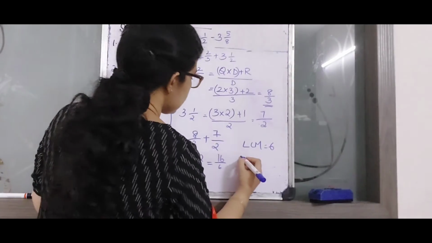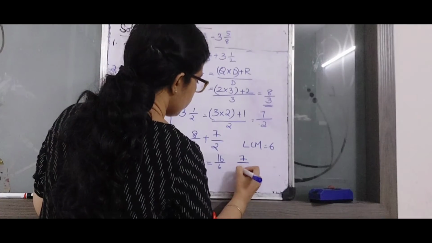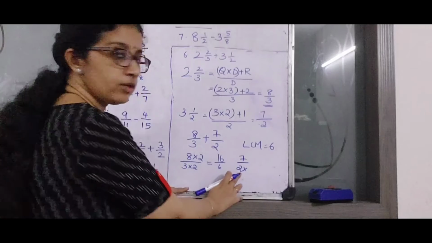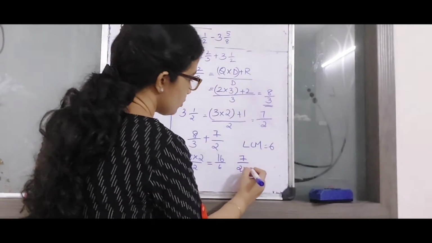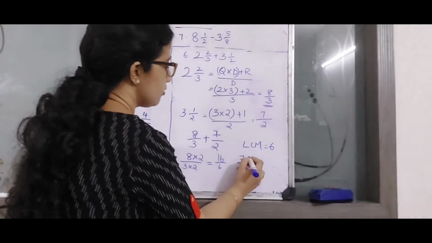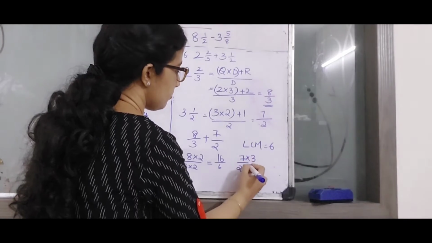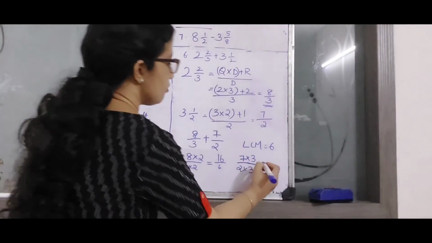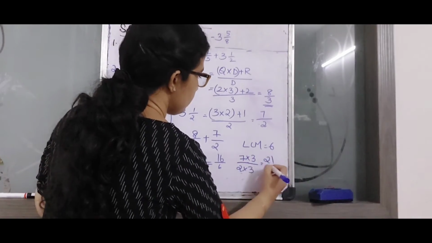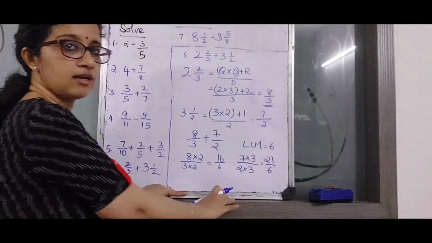Now let's take 7 by 2. How to convert this 2 into 6? 2 into 3 is equal to 6. The numerator also you have to multiply by 3. So it is equal to 21 by 6.